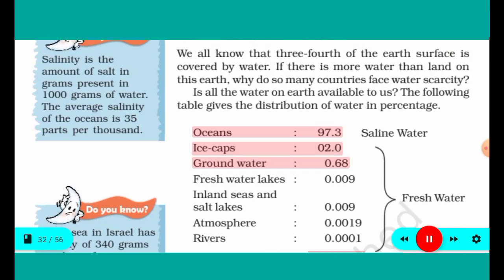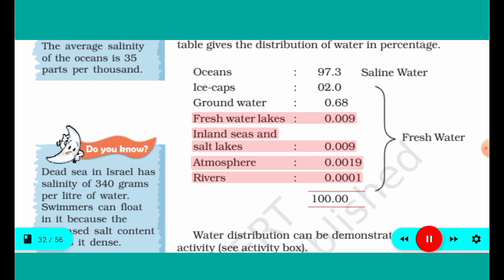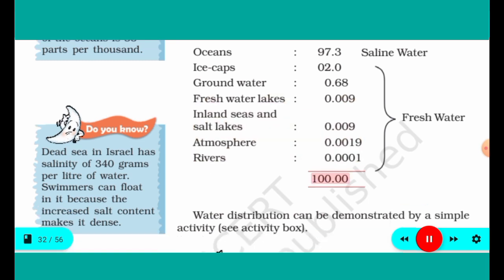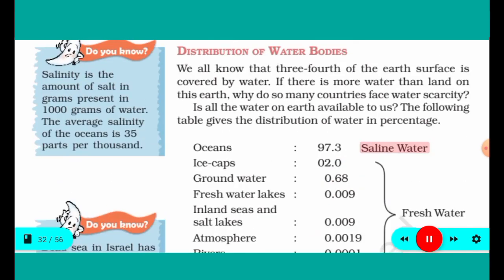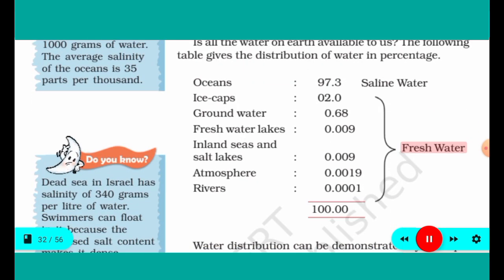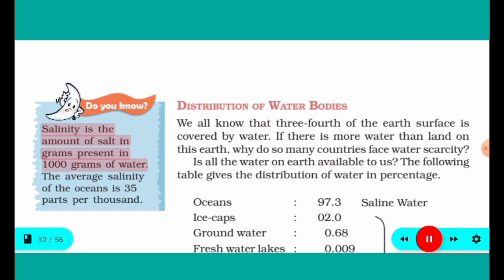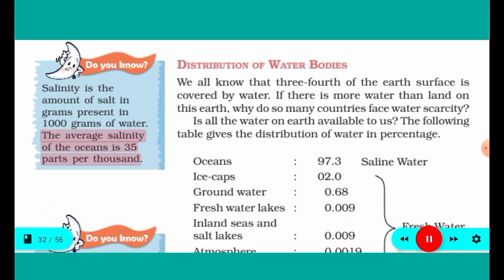Oceans, 97.3. Ice caps, 2.0. Groundwater, 0.68. Freshwater lakes, 0.009. Inland seas and salt lakes, 0.009. Atmosphere, 0.0019. Rivers, 0.0001. Total, 100.00. Saline water. Fresh water. Salinity is the amount of salt in grams present in 1000 grams of water. The average salinity of the oceans is 35 parts per thousand.